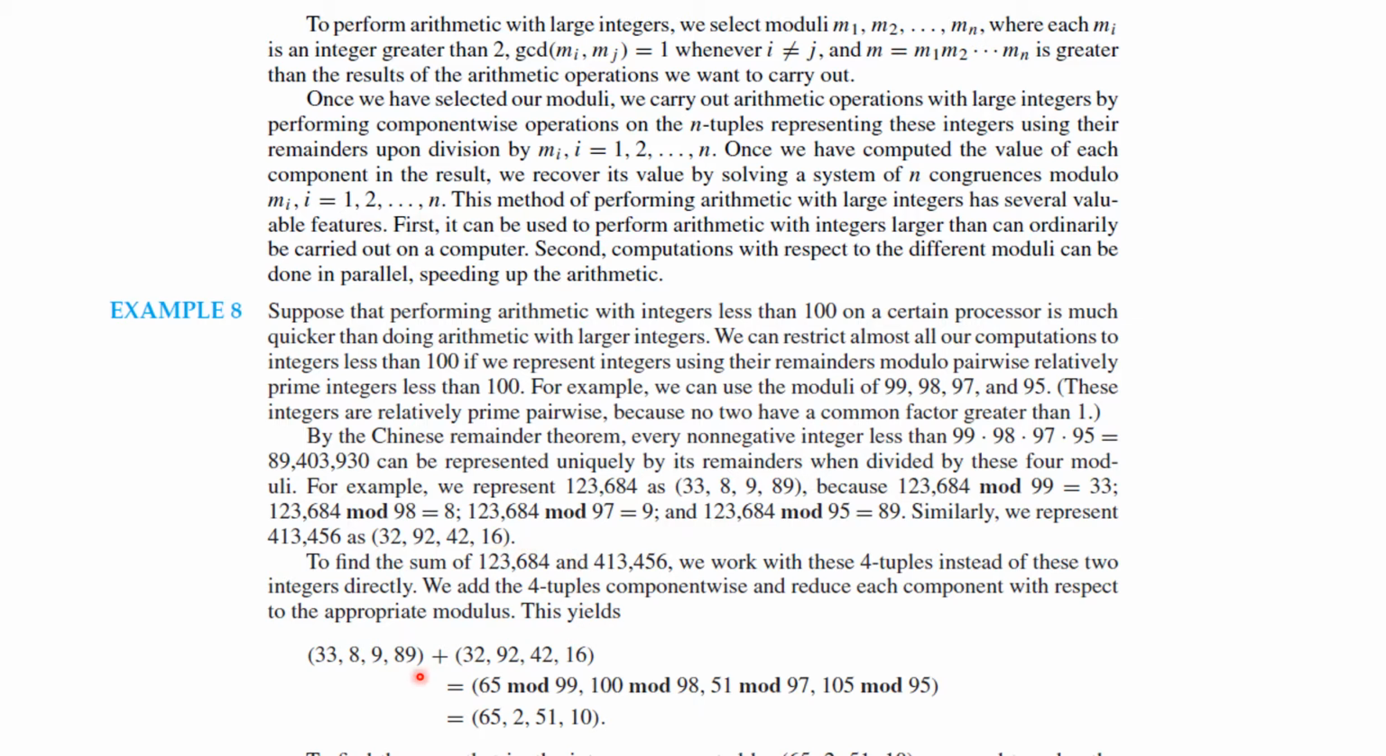So to find the sum, you add them component-wise and get this, and then you can reduce these, and we find that the sum of those two is 65, 2, 51, and 10. See, I added them component-wise and reduced the numbers to their appropriate modulus.